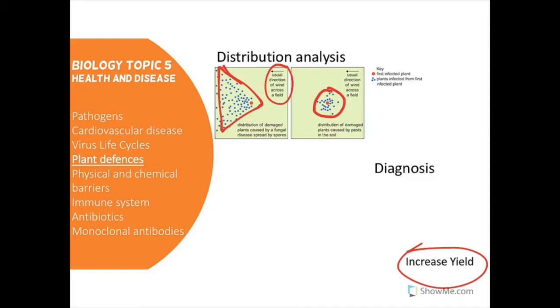So distribution analysis can give ideas of what is causing the disease, but to know for sure you'll need a diagnosis. And what's often needed are lab tests. So you can have a look through a microscope at the pathogen and find out, is it a bacteria, is it a fungus? And knowing that can basically lead to a treatment, so you can increase the yield, so you can stop the disease affecting the rest of your crop.